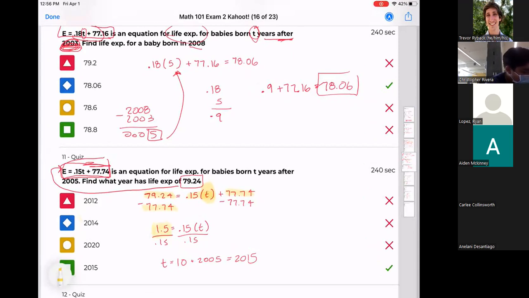So then I'm left with 1.5 equals 0.15 times t. Now I'm not done because the t is not isolated yet. The t still has this little friend right here. To get rid of him, we're going to divide him out. Since it's being multiplied, we do the opposite and do that to both sides. So 0.15 divided by 0.15, and on the other side, 1.5 divided by 0.15. And that's going to give us t, which is 10.